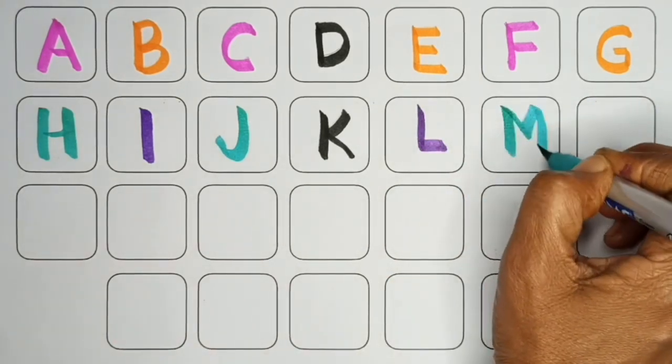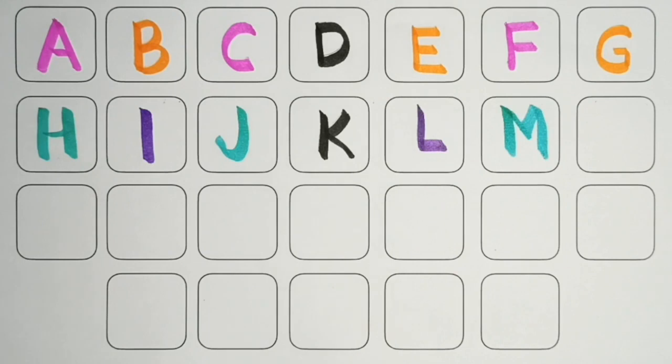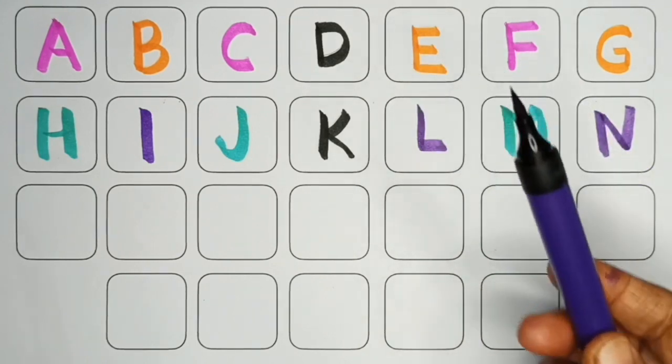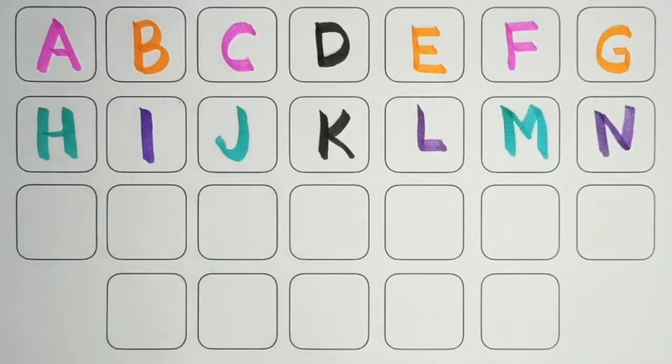M, M for monkey. N, N for nest. Violet color, sea green color.